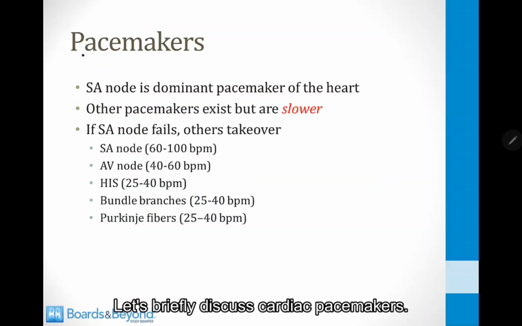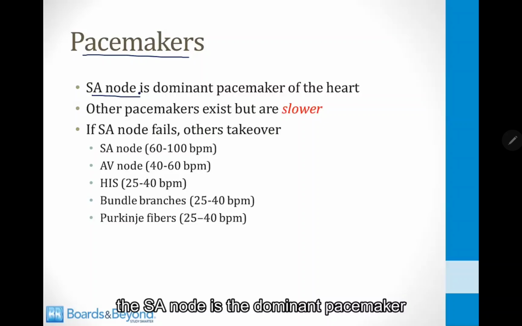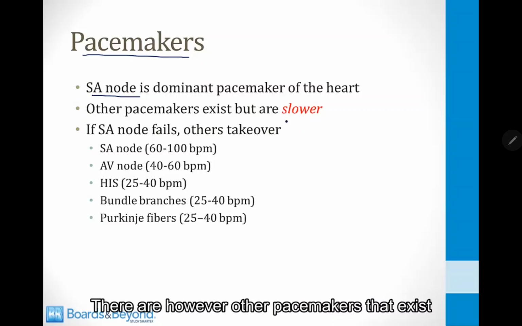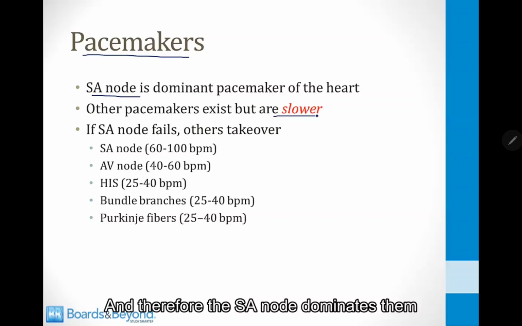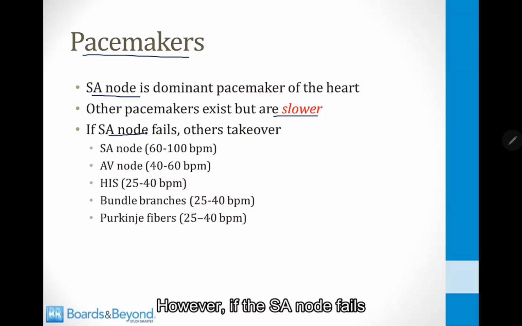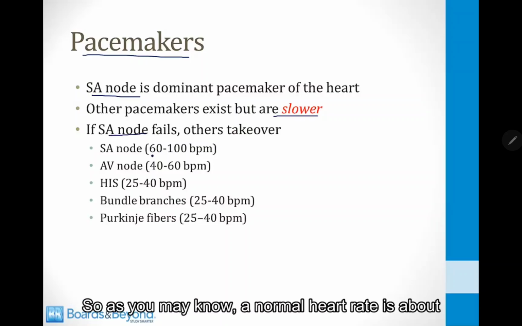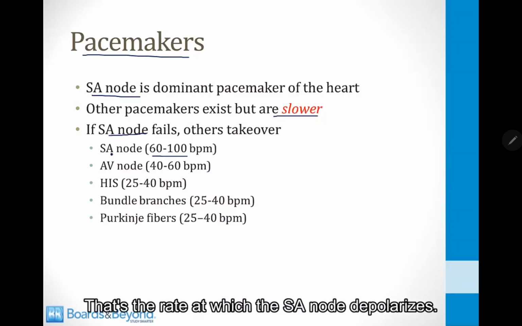Let's briefly discuss cardiac pacemakers. As I mentioned earlier, the SA node is the dominant pacemaker of the heart under normal conditions. There are, however, other pacemakers that exist, but they are slower, and therefore the SA node dominates them and controls the depolarization rate of the heart. However, if the SA node fails, one of the other pacemakers can take over. So, as you may know, a normal heart rate is about 60 to 100 beats per minute. That's the rate at which the SA node depolarizes.